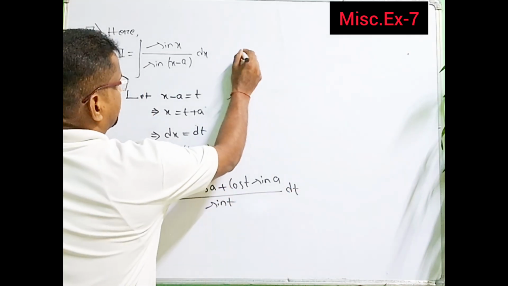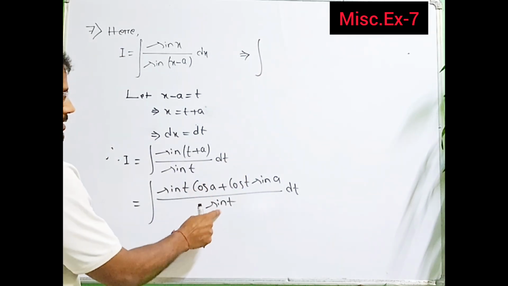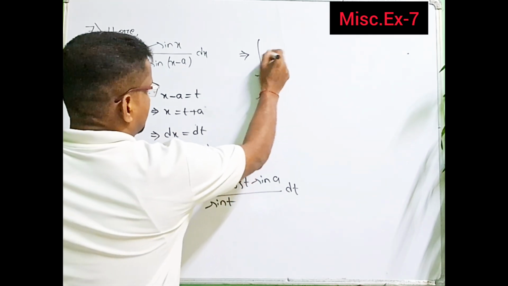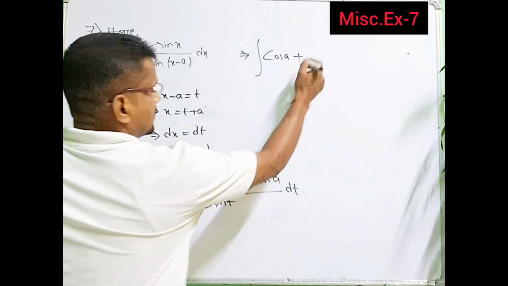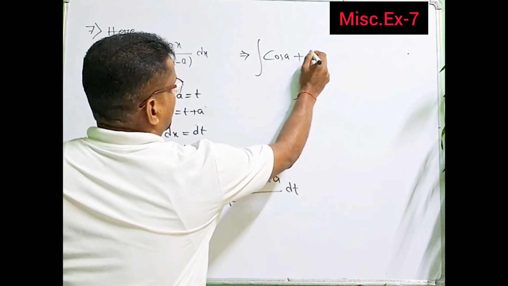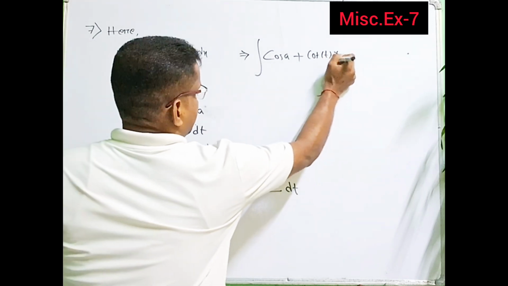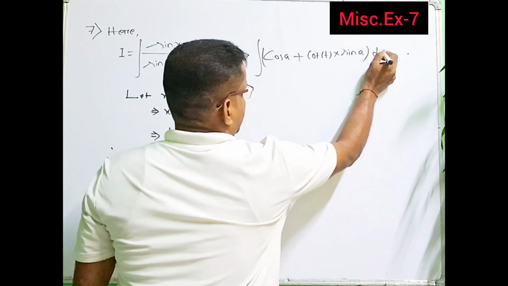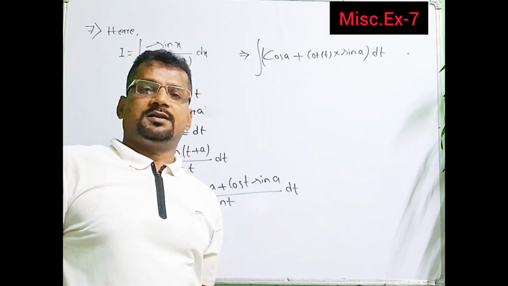After that, in the integration, you divide term-wise, this by sin t, this term by sin t. Then sin t cancels out, you will get cos a here, plus cos t by sin t, you will get cot t, and sin a as it is, and dx is dt. With respect to t, we have to integrate now.